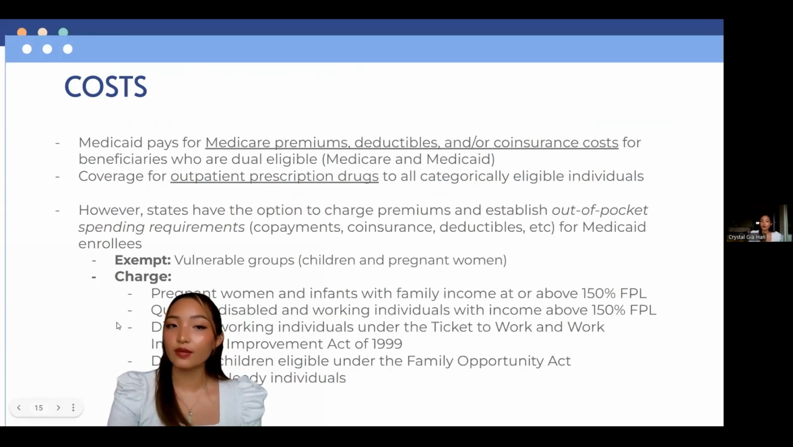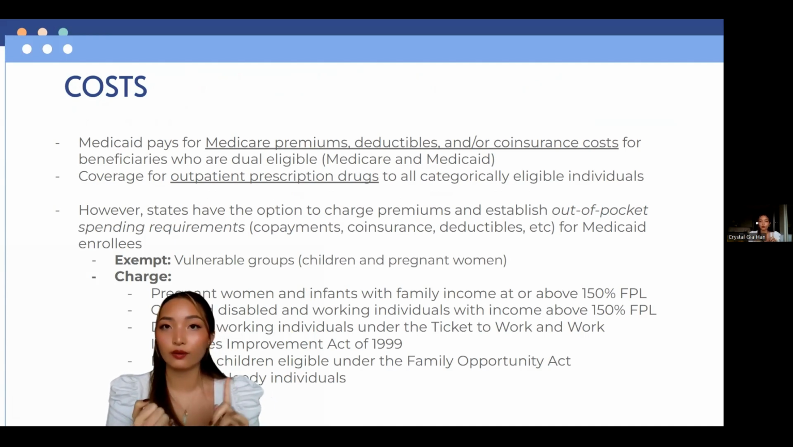So starting off with costs, Medicaid does pay for Medicare premiums, deductibles, and co-insurance costs for those who are dual eligible. Dual eligible basically means that you qualify for both Medicaid and Medicare. And Medicaid does also cover your outpatient prescription drugs if you are eligible.